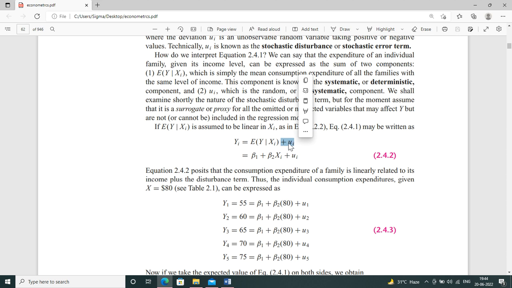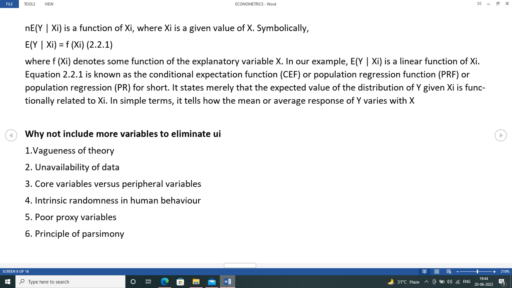So this randomness can be decreased by using more elements, but it is commonsensical to ask whether we can decrease it to 0. Is it possible to decrease that to 0, and why can it not be eliminated? Why not include more variables to eliminate UI, that is, the randomness? Why can't we include more variables such that the total stochastic element can be removed? There can be 6-7 reasons for that.